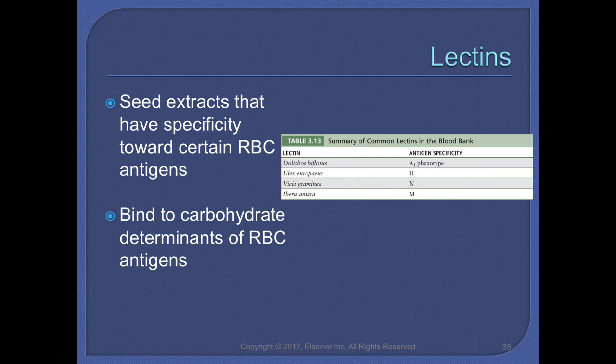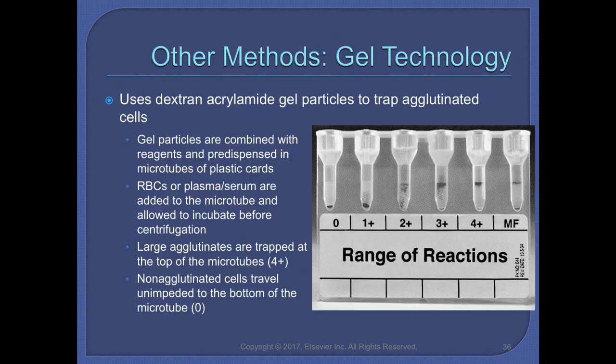These are some examples of the lectins that are commonly used, and the antigen specificity that they have. Dolichos biflorus has a specificity against the A1 phenotype of type A. Ulex europaeus has an affinity for the H antigen. Vicia graminea has specificity for the N antigen, and Iberis amara has specificity for the M antigen.